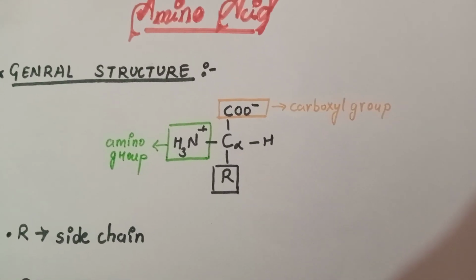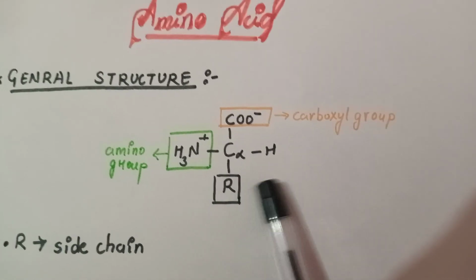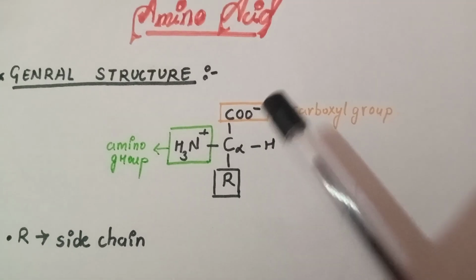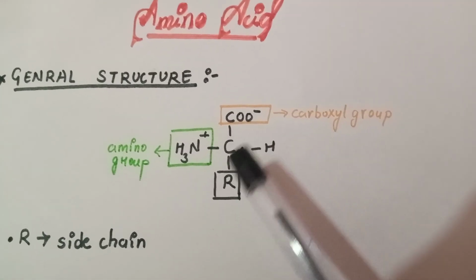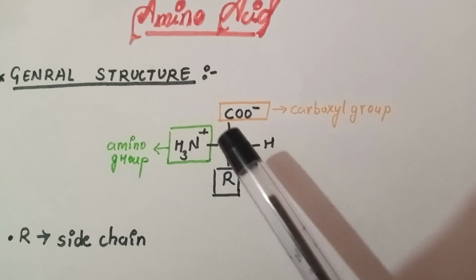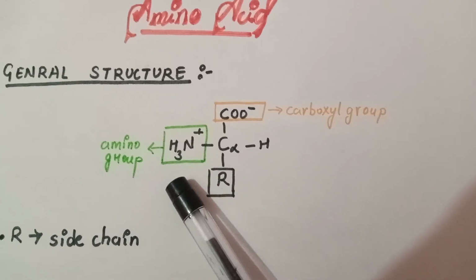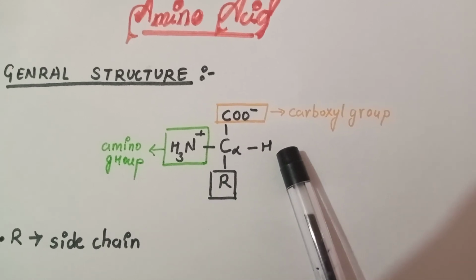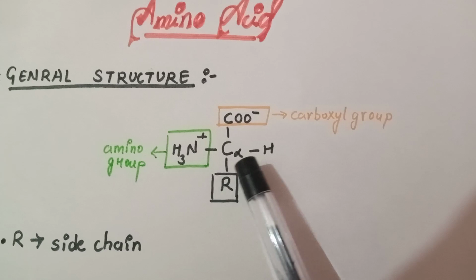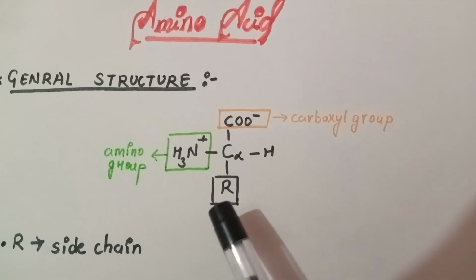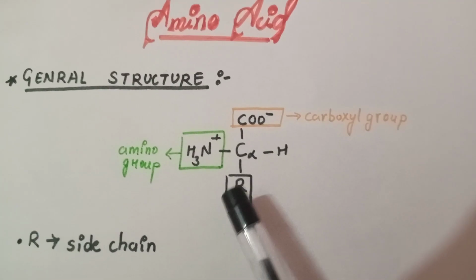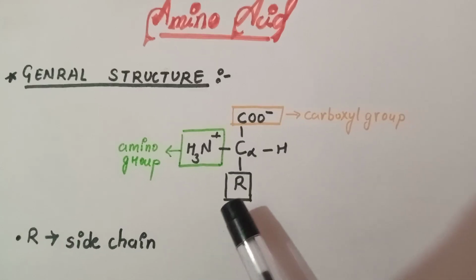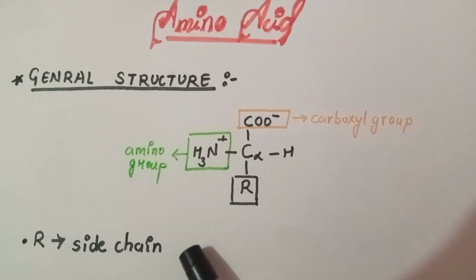If we look at the general structure of amino acid, the carboxylic group is bonded to carbon alpha, while the amino group is also bonded to the carbon alpha, and there is one hydrogen bonded with carbon alpha, and also the R group which is bonded to the carbon alpha. This R is a side chain.